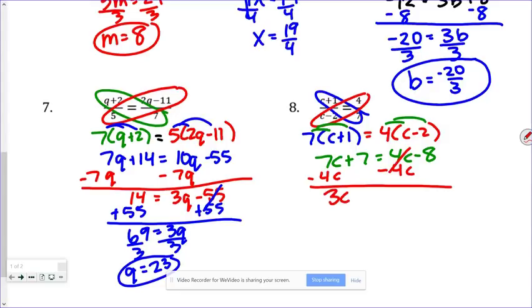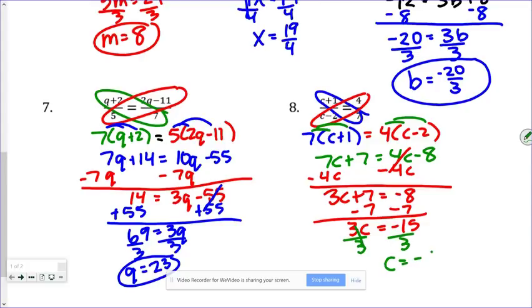So I have 3C plus 7 is equal to negative 8. Let's subtract 7 from both sides. So 3C is equal to negative 15. All right, divide both sides by the number in front of your variable. So C should equal negative 5. Okay, and that is it for your notes for today.